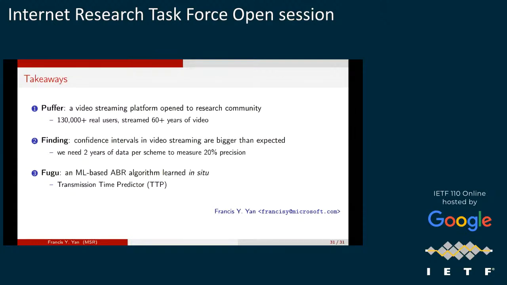We outperformed existing ABR algorithms consistently in the real world through the design of Fugu. And Fugu's core component is a neural network TTP that predicts the transmission time of each chunk. TTP is trained in situ, meaning on real data from the deployment environment.